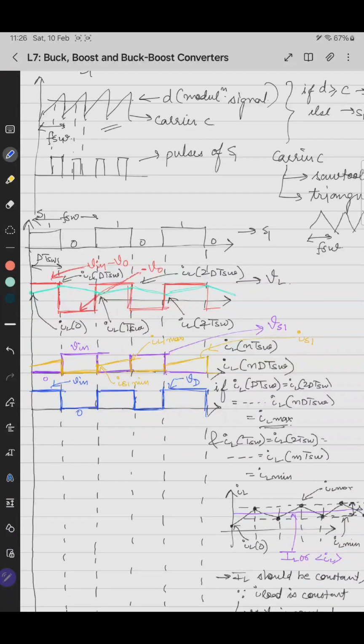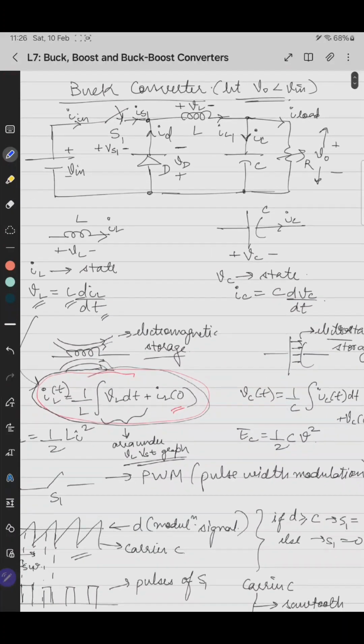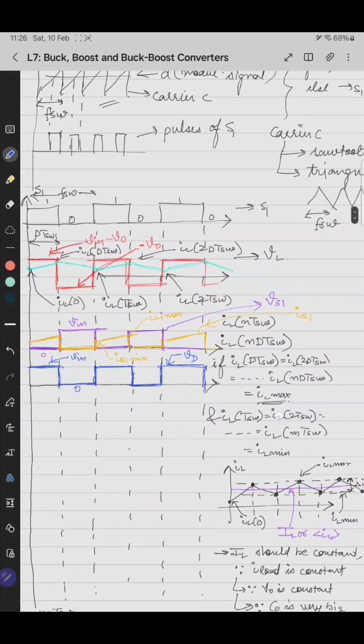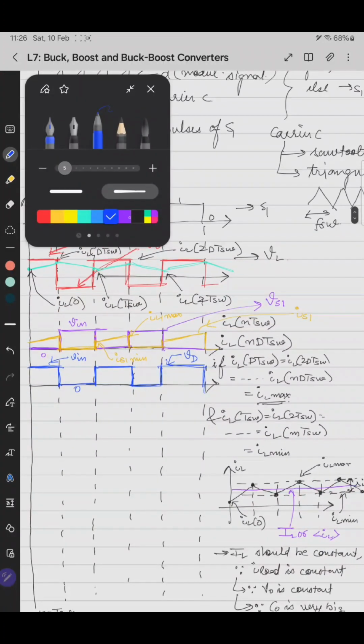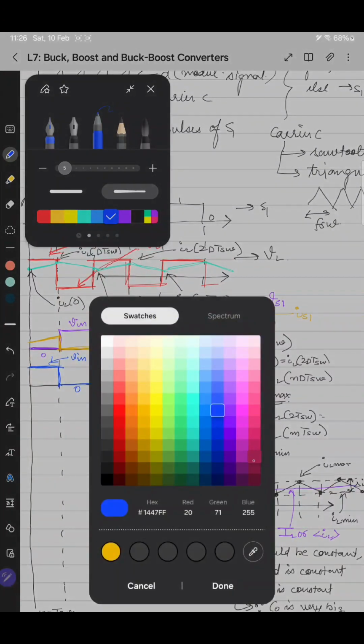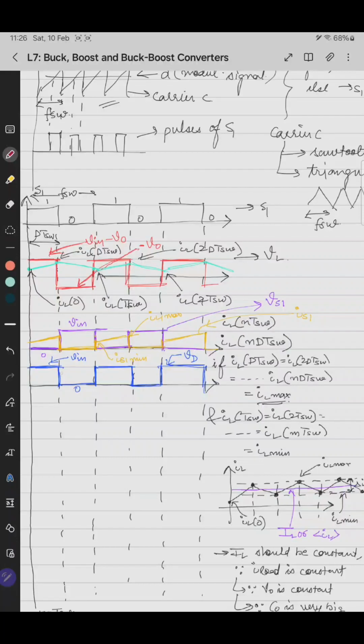This is 0. Now the current through the diode: when the diode is off, the current in it will be 0. When the diode is on, the current in it will be the inductor current. But this is valid only for off time. So if we draw here, it will be like this, a falling slope.